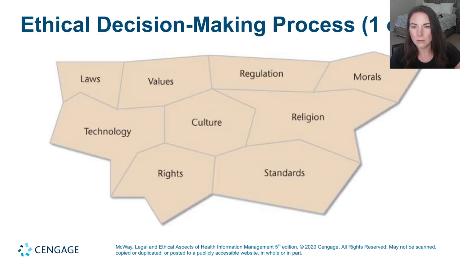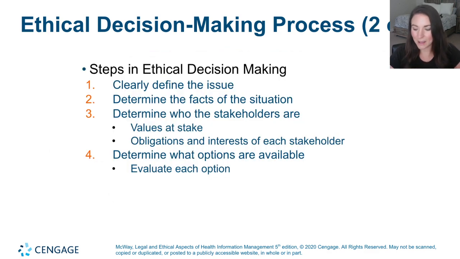All right, so again, we have this graphic that doesn't really make sense. Just different aspects of the ethical decision-making process. Not really sure why it's done like this, but there are 9 steps in the ethical decision-making process. The first 4 are to clearly define the issue, determine the facts of the situation, everything that is going on. Who are the stakeholders? What values are at stake? And what are the obligations and interests of each stakeholder? And then to determine what options are available and evaluate them.